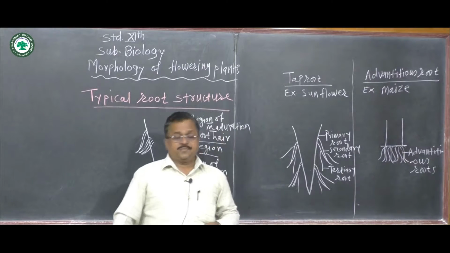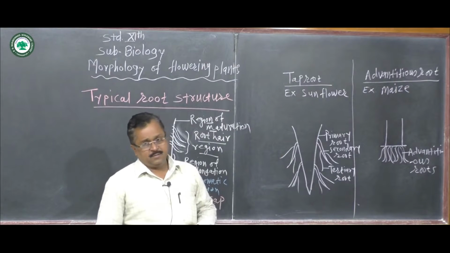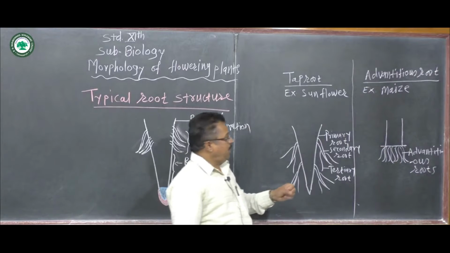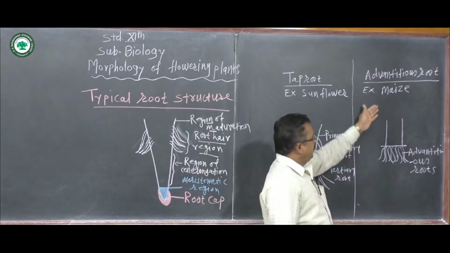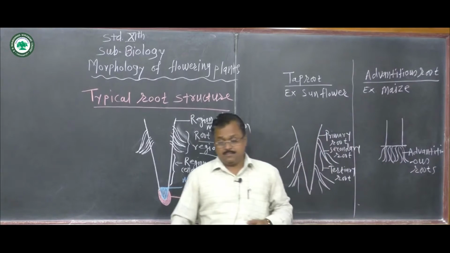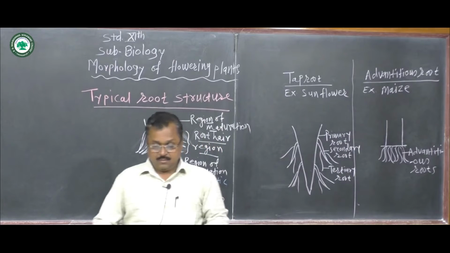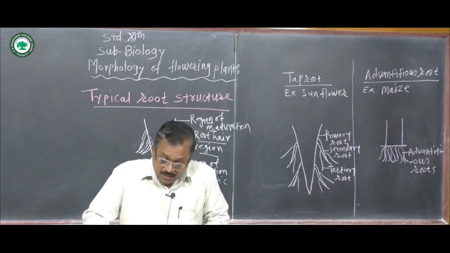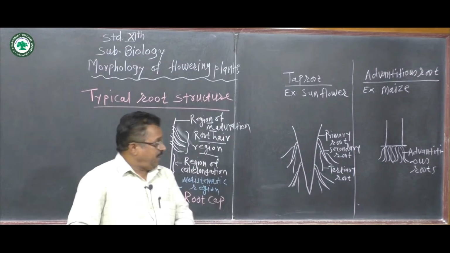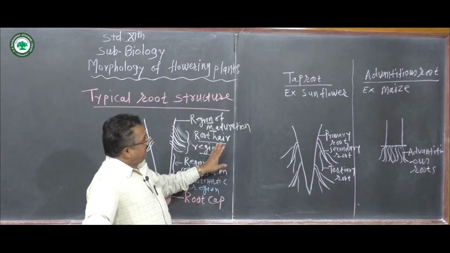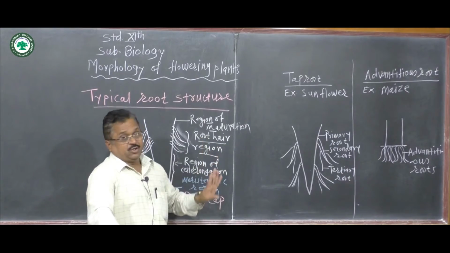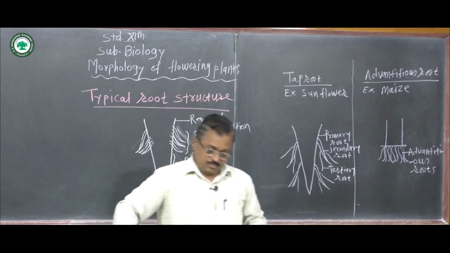It cannot develop from the radicle. It is found in monocot plants. Okay, these are the two types of roots, that is taproot and adventitious roots.